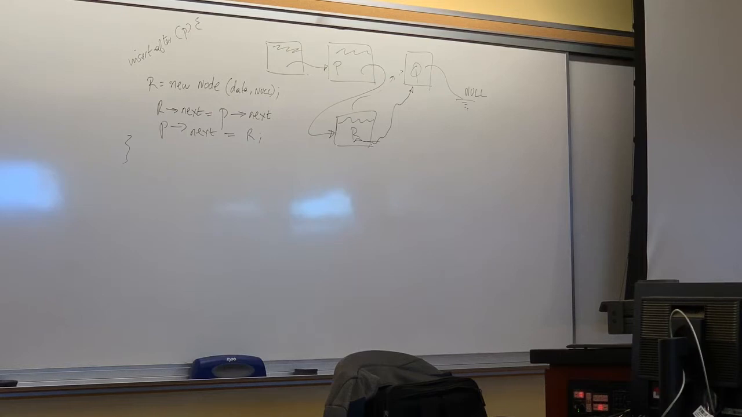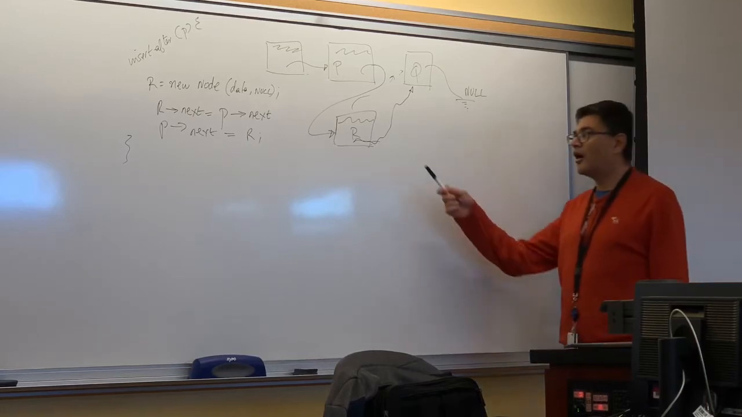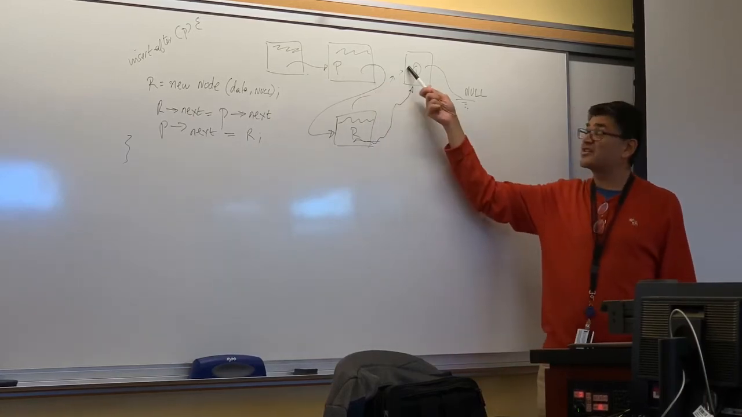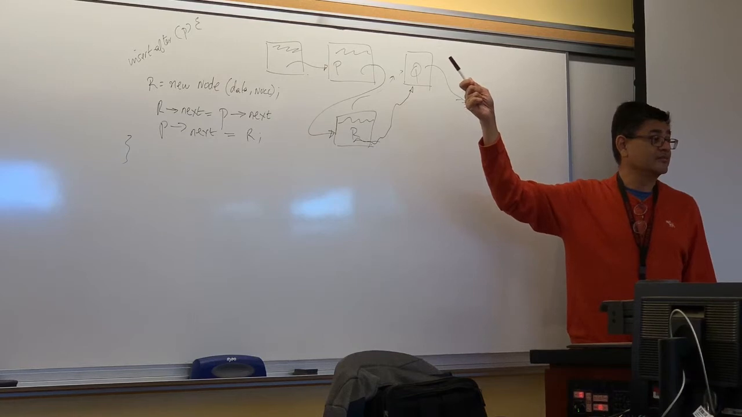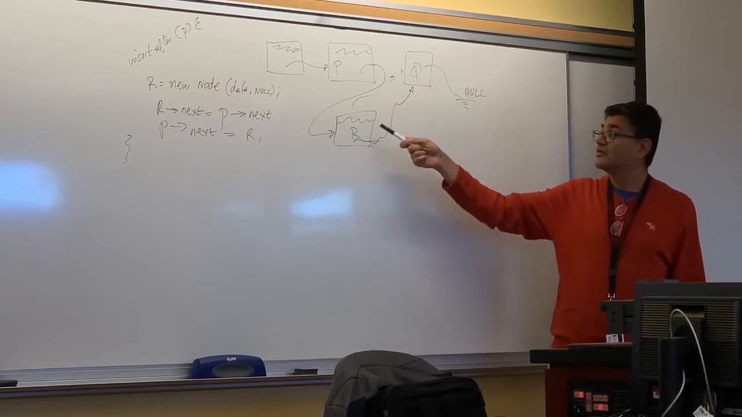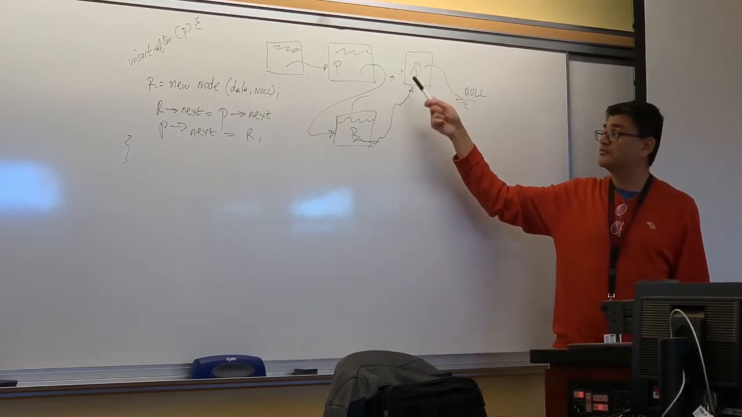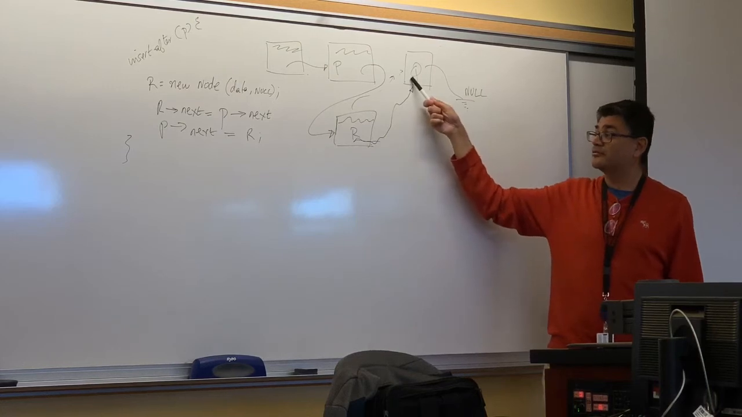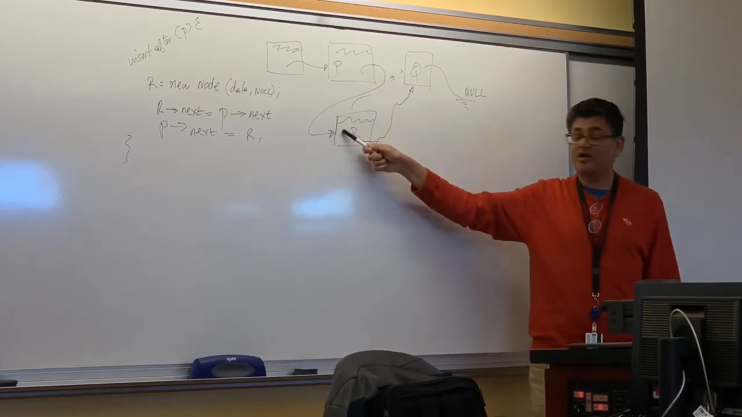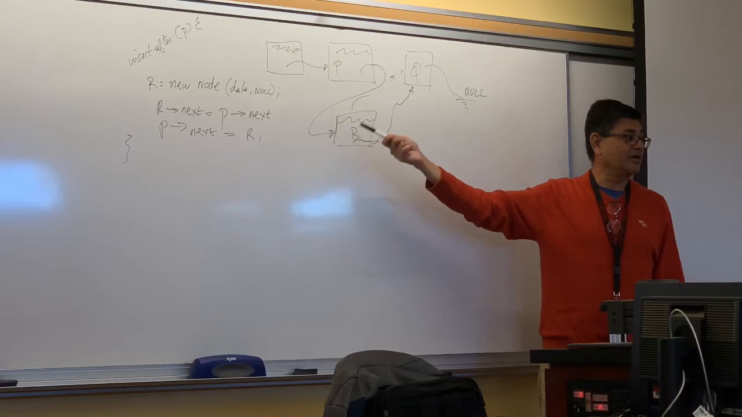So what you're trying to do is get R's next to point to what P was pointing to next. Okay. And then I'm going to take P's next and point it to R. R's next is pointing to P's next. So R's next is pointing to the value at P's next, which is Q. R's next points to Q. And then P's next is pointing to R. Okay. That makes sense.